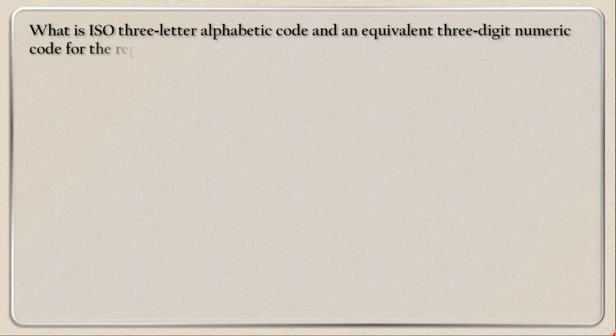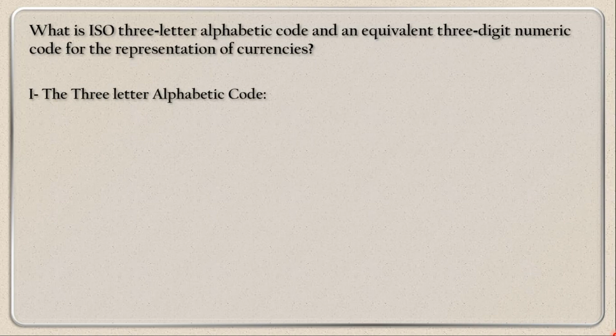What are the ISO 3-letter alphabetic code and equivalent 3-digit numeric code for the representation of currencies? 1. The 3-letter alphabetic code. Currency alphabetic codes are composed of the nation's 2-character country code plus a 3rd character signifying the monetary denomination. The currency code is always shown with a 3-letter alphabetic code, in which the first 2 letters indicate the country code, and the last letter shows the money designator.